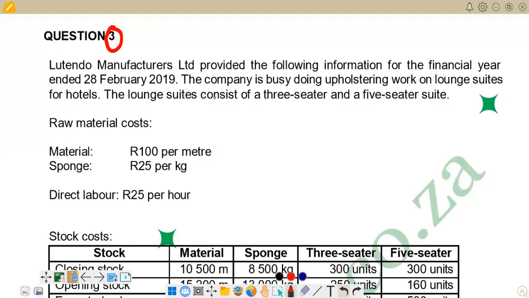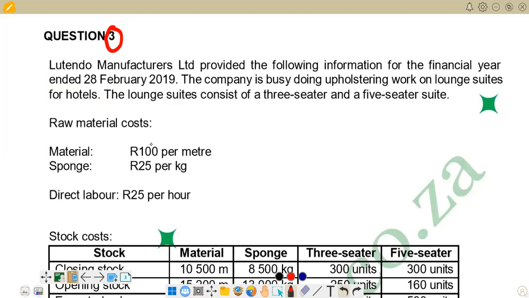So we have this question, and we want to look at it, and then answer the questions that follow on the different types of budgets that we are given in this question. The question reads, Lutendo Manufacturers Limited provided the following information for the financial year ended 20th February 2019. The company is busy doing upholstering work on lounge suits for hotels. The lounge suits consist of a 3-seater and a 5-seater suit.